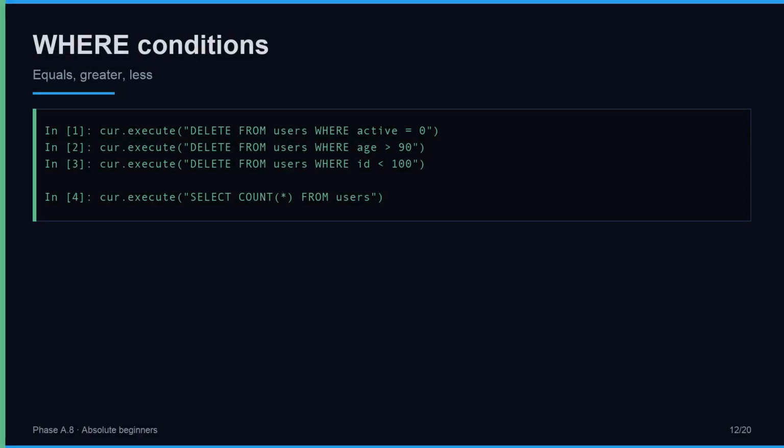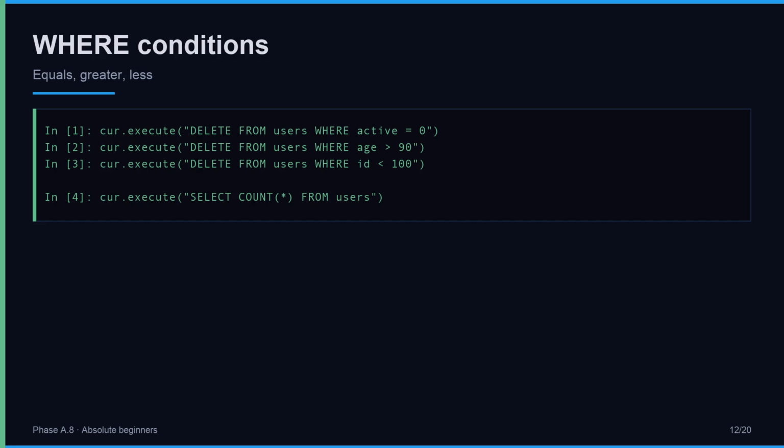Parameterize the id. Where accepts many comparison operators. Equals matches exact values. Greater than matches rows above a number. Less than matches rows below a number. Delete from users where active equals 0 removes every inactive user. Delete from users where age greater than 90 removes everyone over 90. Read each where carefully, the wrong sign means the wrong rows.